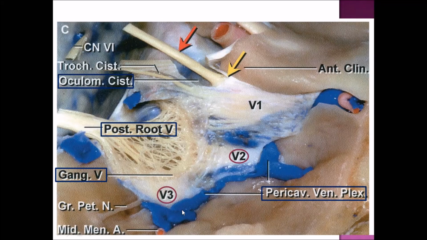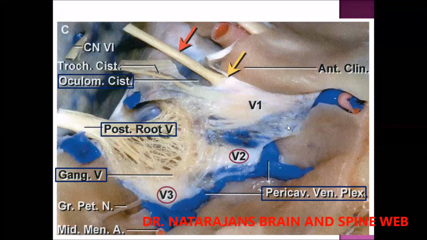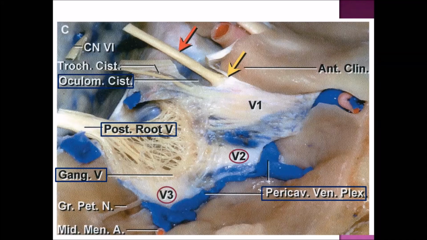Corresponding to these are the pericavernous venous plexuses, which drain into the cavernous sinus. Hope you are all clear with these anatomical descriptions. Step by step as we move inside, we will be dissecting part by part, and then we'll reach the foramens. So you need to have a basic understanding of what is now being exposed.